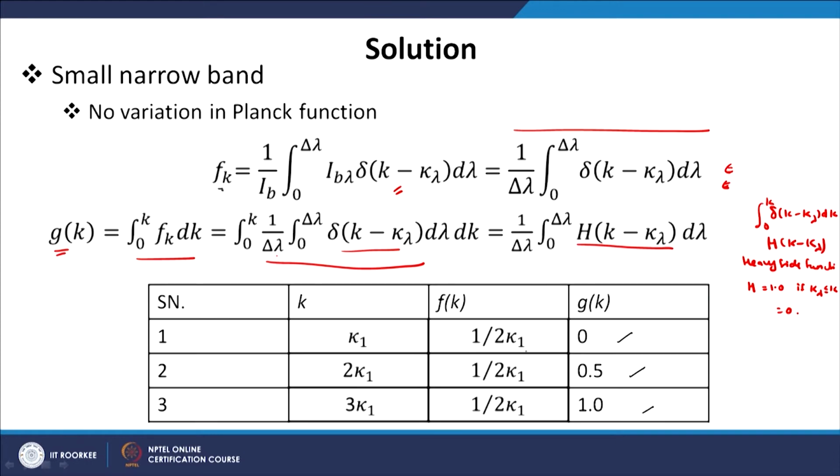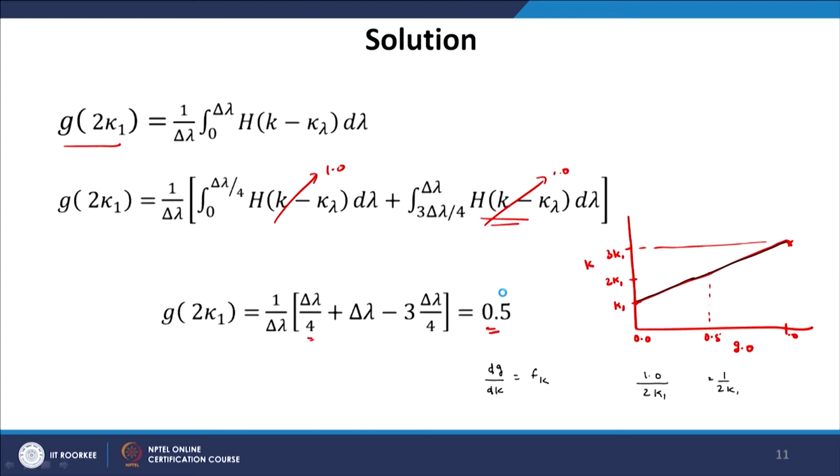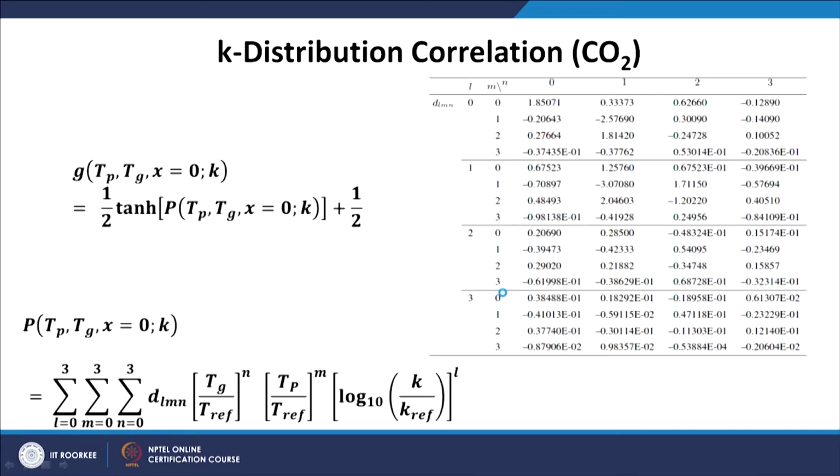So, fk is 1 upon 2 kappa 1, 1 upon 2 kappa 1 and so on. But this is something we are not interested in, we are always interested in cumulative distribution. So, cumulative distribution is linear. So, we can solve our radiative equation on this linear curve. So, this was for a fictitious spectrum.